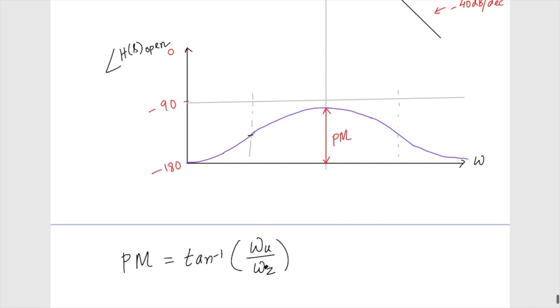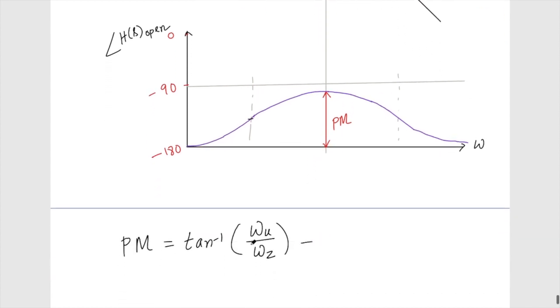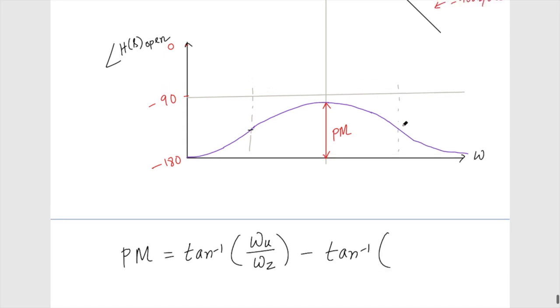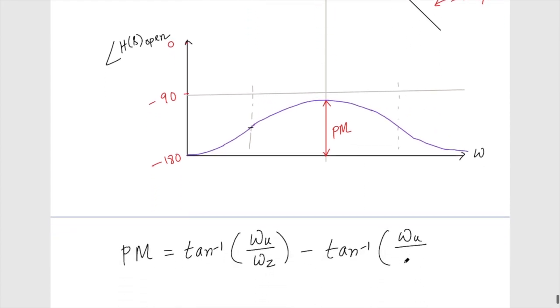As we have seen, if my 0 is much smaller than this frequency, then this should go to 90 degrees, provided the pole P3 is not there. But the pole P3 is trying to degrade the phase margin, so we do the subtraction of tan inverse of omega u by omega P3, which is how much degradation it is doing at this frequency. So this is an approximate expression of the phase margin.